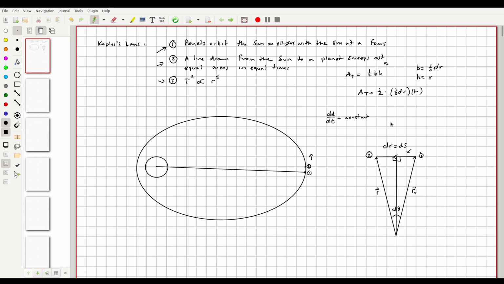Now here's the deal though. dr, like I said, is basically just ds, and ds is r d theta. Again, we're keeping r more or less constant because these are chosen very close to each other. So the area of one of these triangles would be 1/4 r squared d theta. The full area, which we'll call dA, is twice that.